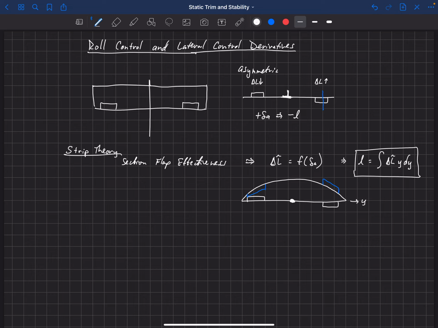Well, it turns out that this method is not very accurate. Strip theory turns out to be not very accurate, and that's because what actually happens, and I'll put this in red here, is we get what I'm going to call spillage of dynamic pressure. So actually the lift starts to increase outboard of this, and decrease something like this. So what we get on the left-hand side is a decrease in lift.